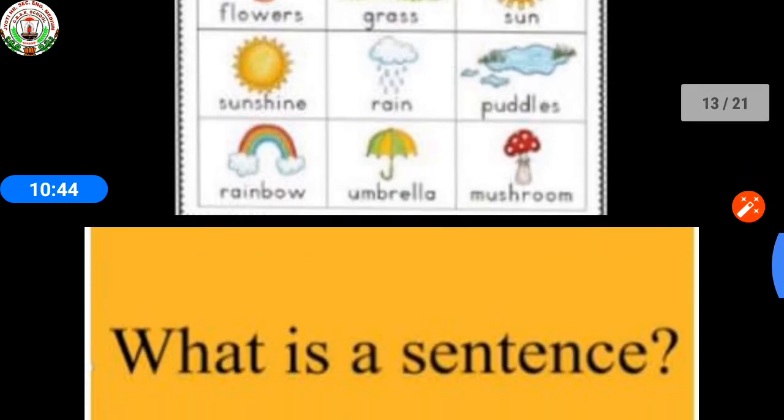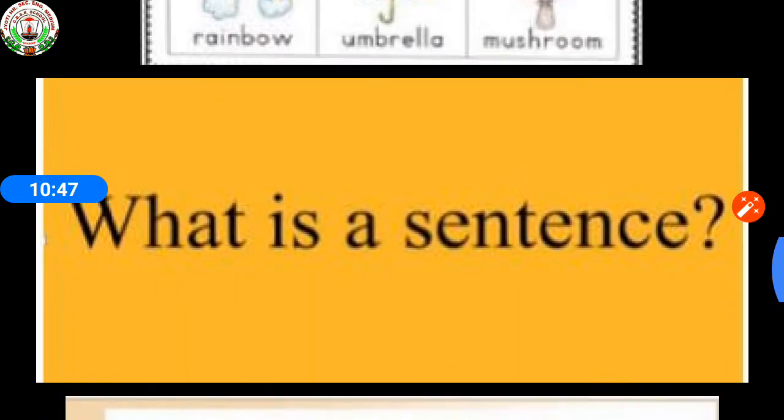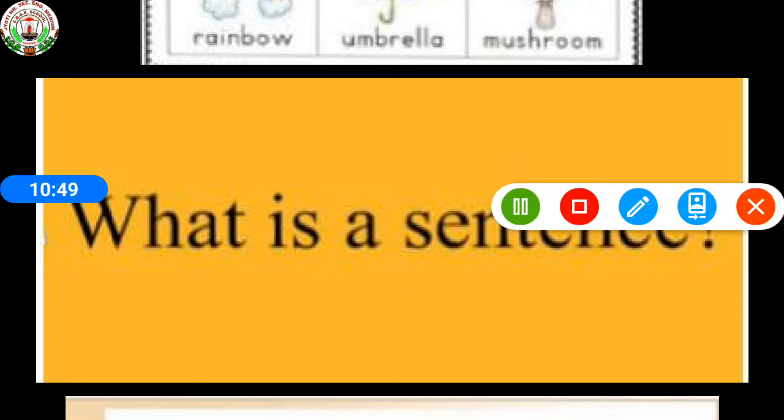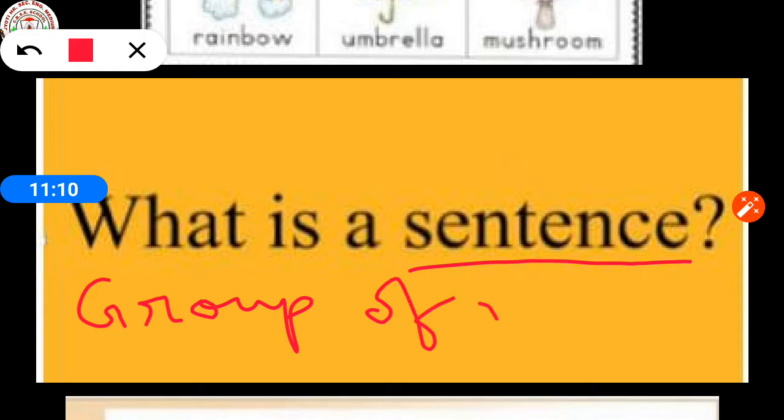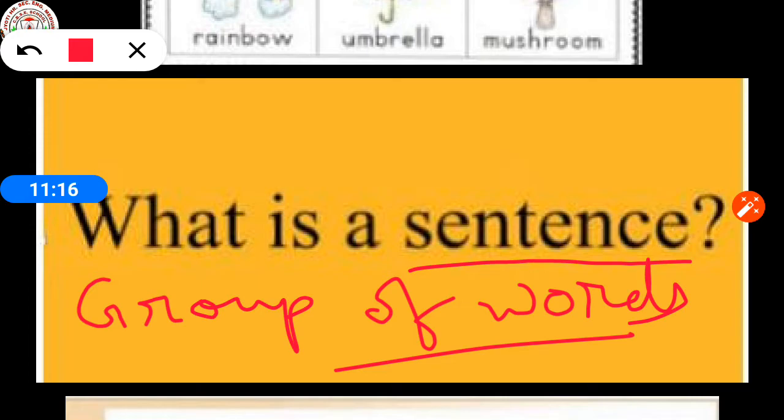Now we are going to proceed to what is a sentence. Basically we can say that a sentence is a group of words. Basically, the sentence is a group of words which makes complete sense. That is called a sentence.